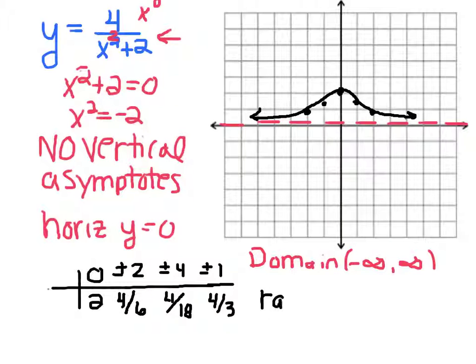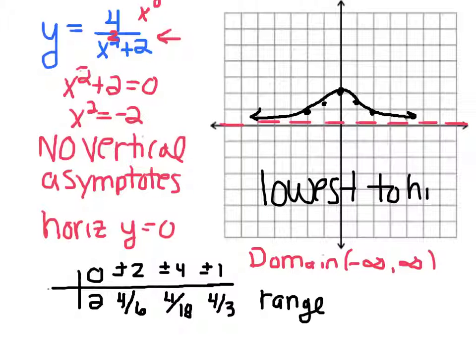The range for this graph, remember range goes from lowest to highest. So it doesn't quite touch 0, so 0 is not in the range, but it does go up to and include the point 2, so 2 is included in the range. When you're looking at range, you're looking at the lowest point, almost 0, to the highest point.